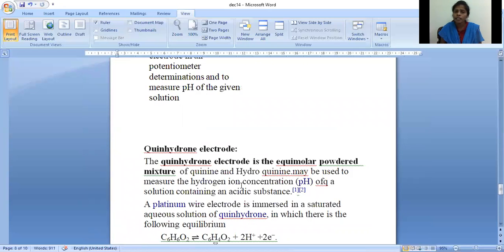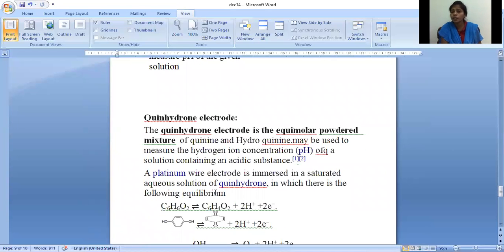Now let us see the last one, that is the quinhydrone electrode. The saturated calomel electrode has a structure. It is available in metallic form, whereas the quinhydrone electrode is not available in solid form. It is available in powder form. So you don't have any diagram for the quinhydrone electrode because it does not have any structure. It is available in black shiny powder form.